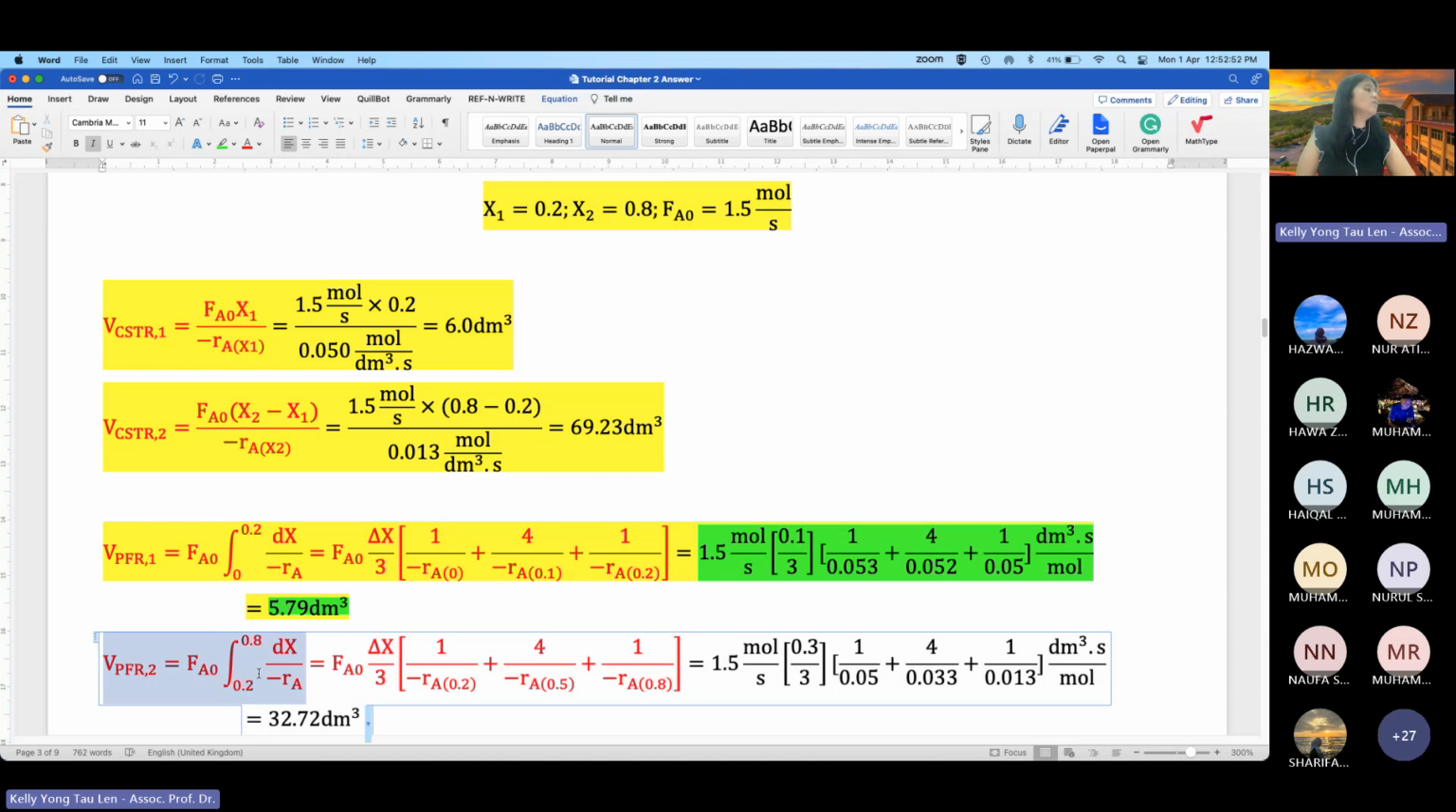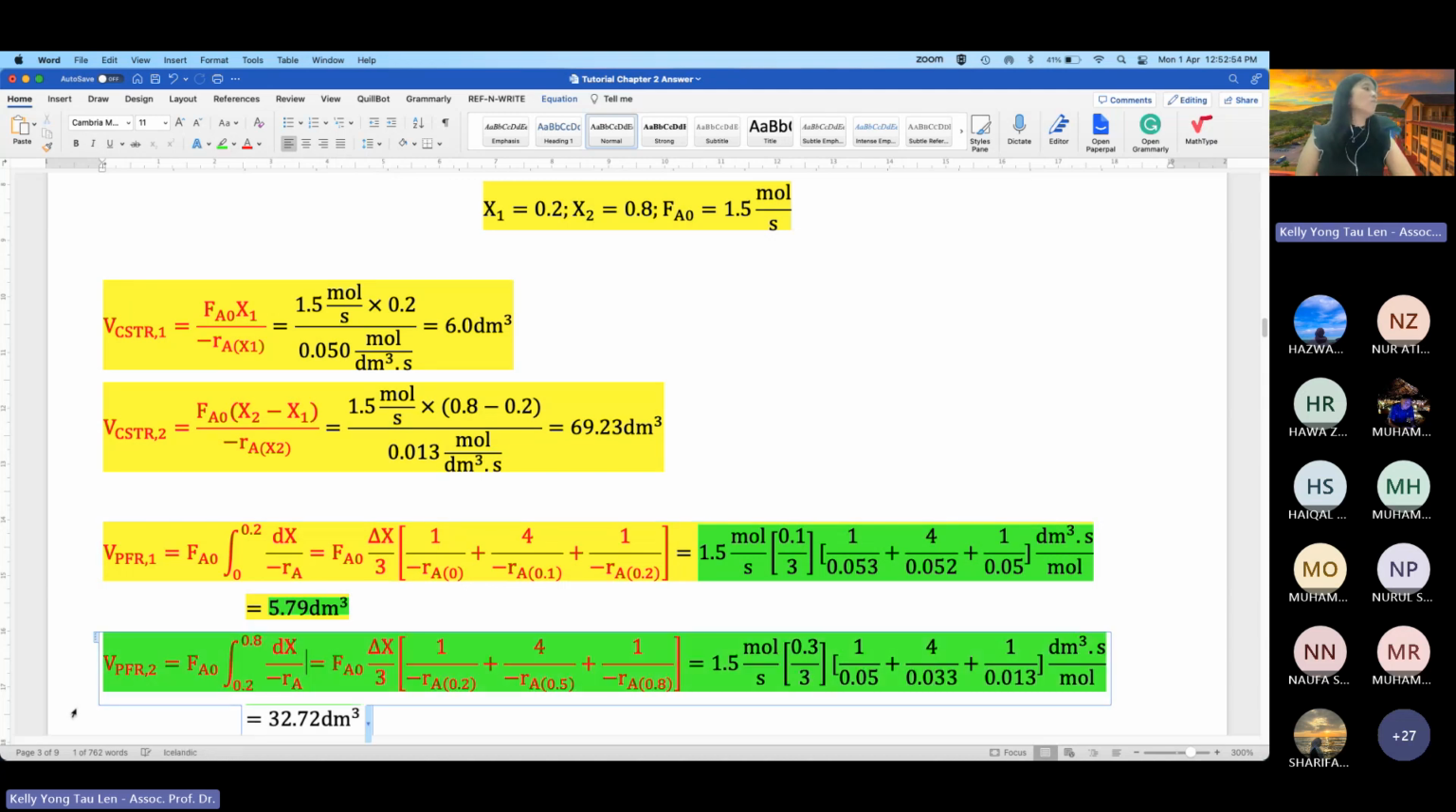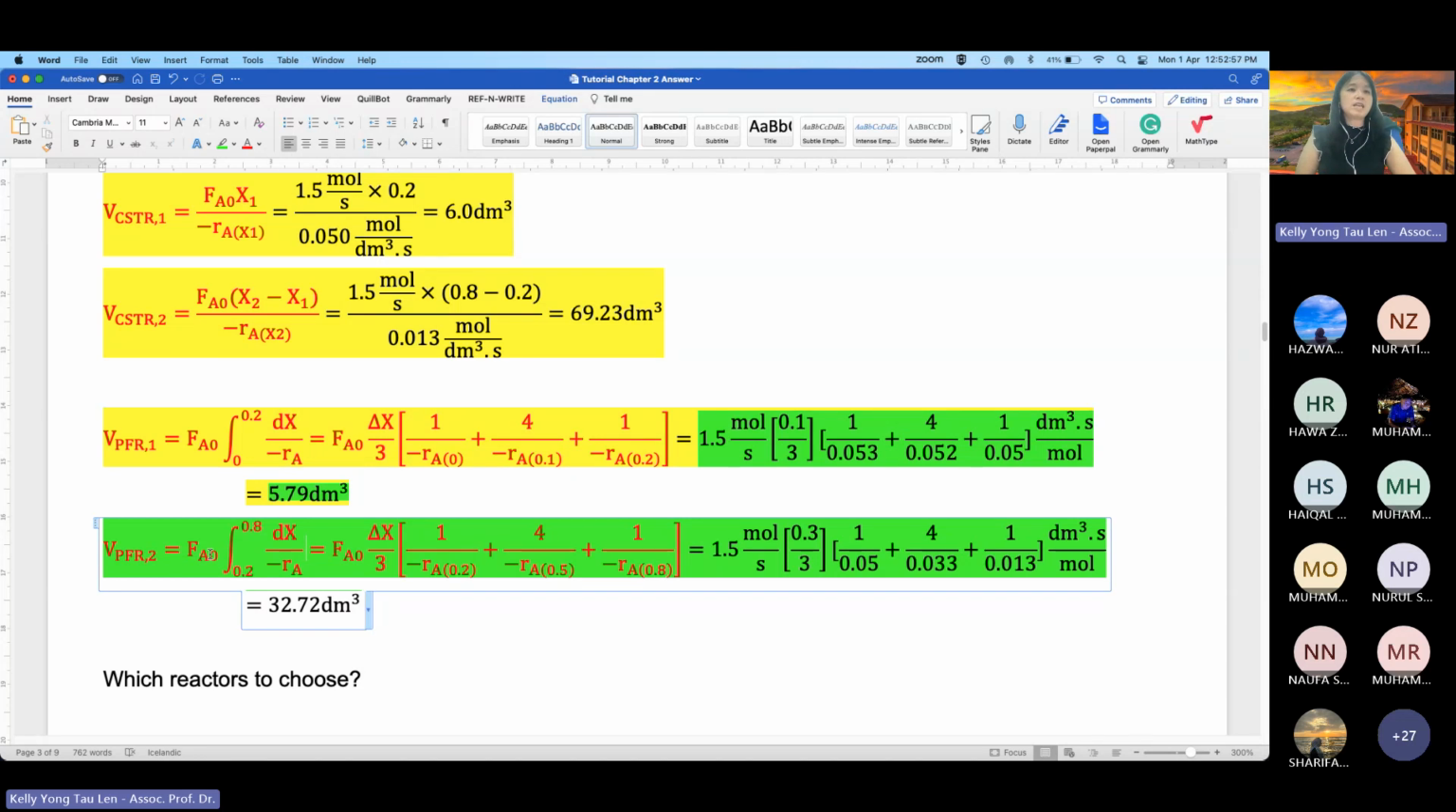For PFR2, the integration becomes volume PFR2 equals FA naught, integrating from x1 0.2 to x2 0.8. So PFR2 is converting from x1 to x2, 0.2 to 0.8. Now you convert into Simpson one-third rule. Simpson one-third rule becomes FA naught delta x per 3, 1 per minus RA at my x1, 0.2, sorry. My last point is 1 per minus RA at x2, 0.8. And then the middle point you have to find.